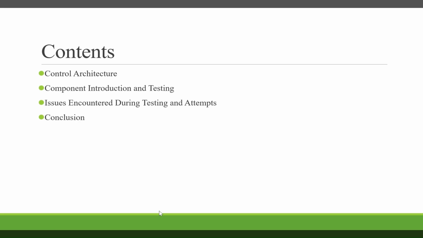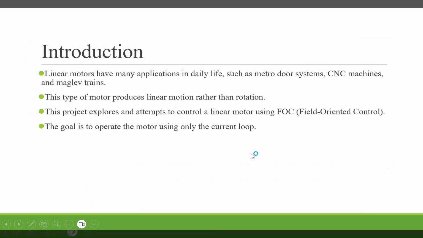Fourth, conclusion. Linear motors have many applications in daily life, such as major door systems, CNC machines, and maglev trains. This type of motor produces linear motion rather than rotation. This project explores and attempts to control a linear motor using FOC, field-oriented control. The goal is to operate the motor using only current loop.